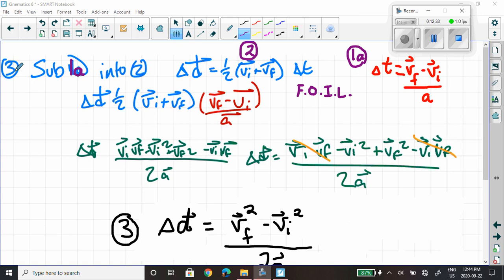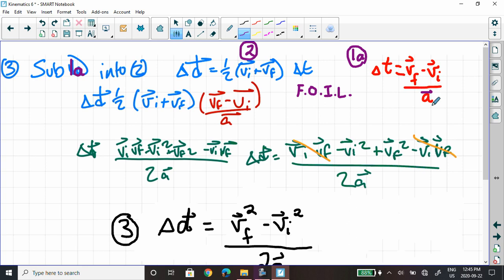How are we going to make a third equation? Well, we're going to take equation 1a, which is right here. Here's equation 1a. And we're going to substitute equation 1a into equation 2. Equation 2 is right here. We just made it. Delta d is equal to a half, Vi plus Vf, all in a bracket, multiplied by time. And we're going to plug in what delta t equals: Vf minus Vi all over acceleration. It's the vector. Make sure I put the vector in there.